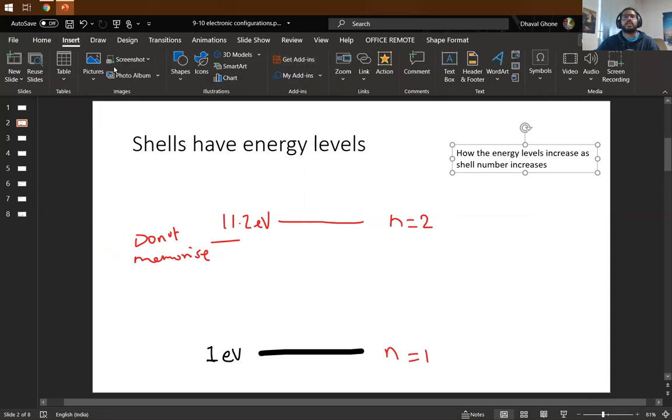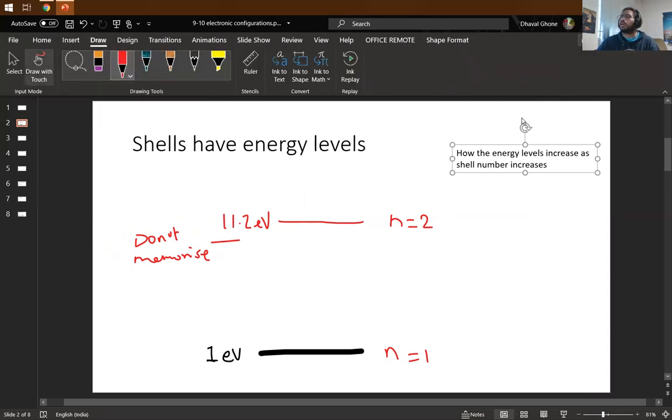Okay, let's keep drawing. The shell number 2. So then, by this logic, if shell number 1 has 1 eV and shell number 2 has 11.2 eV, where do you think shell number 3 would lie on the spectrum? The answer would be higher than shell number 2. It's not very high comparatively. It's somewhere over here at 13.1 eV, n equals 3.